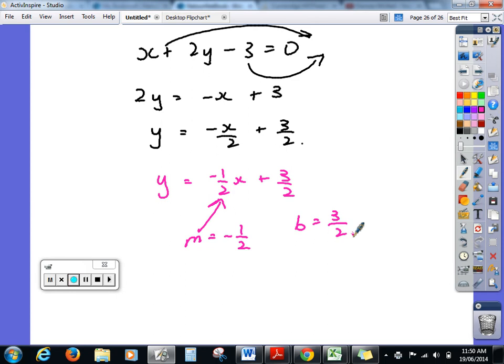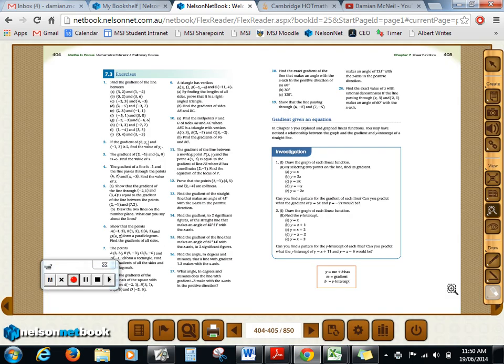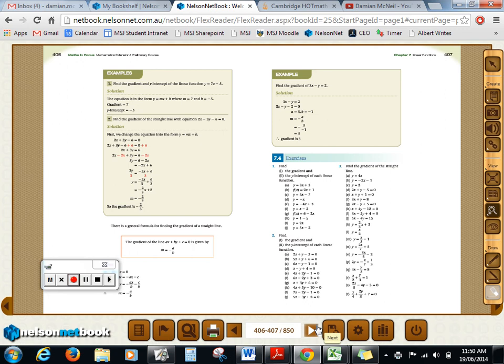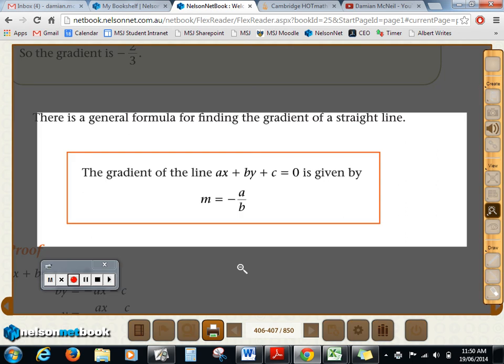Now, looking at what you need to do in your textbook, if you would like to, you can always use this formula to find the gradient of a line which is in general form. But once again, you have to memorise this formula. So it's probably just simpler to send it into y equals mx plus b form.